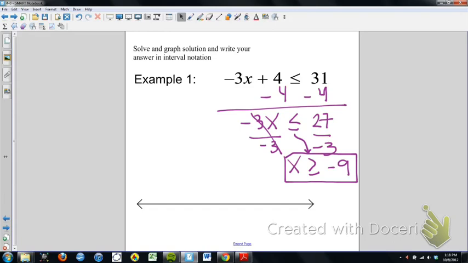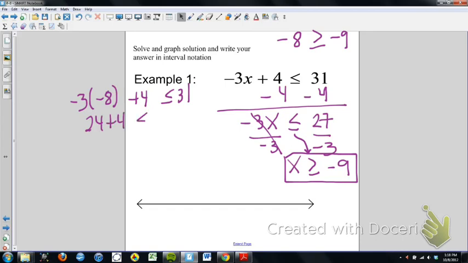So let's just check our solution by picking something. X is greater than or equal to negative 9, so let's choose negative 8. Negative 8 is certainly greater than or equal to negative 9, so it should work. Let's put it back through the inequality. Negative 3 times negative 8 plus 4 should be less than or equal to 31. So that's 24 plus 4, which should be less than or equal to 31. And 28 is certainly less than or equal to 31, so that worked. So we solved the inequality. Our solution set is in the box here.